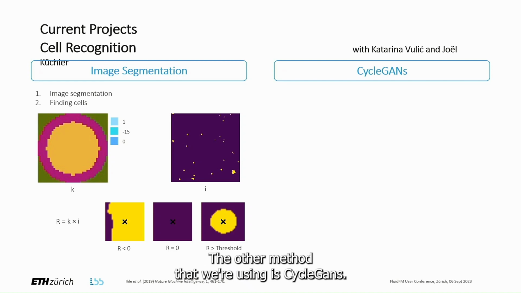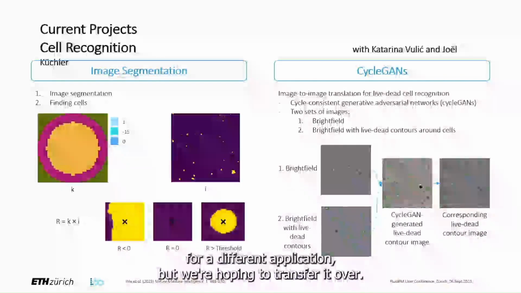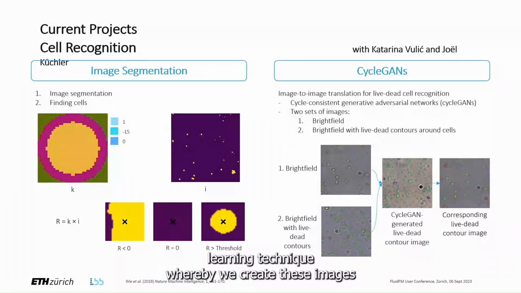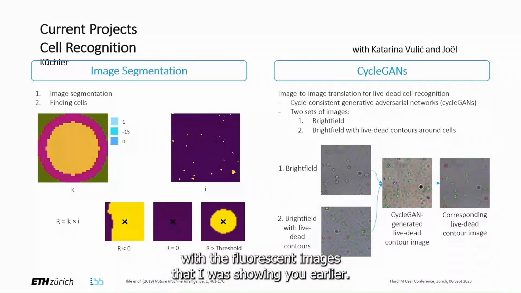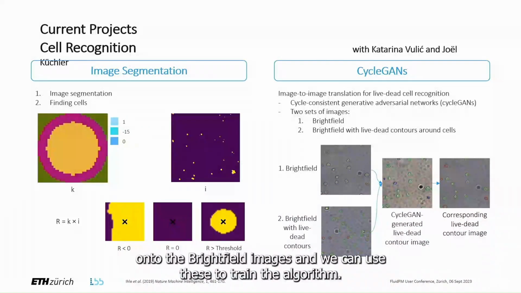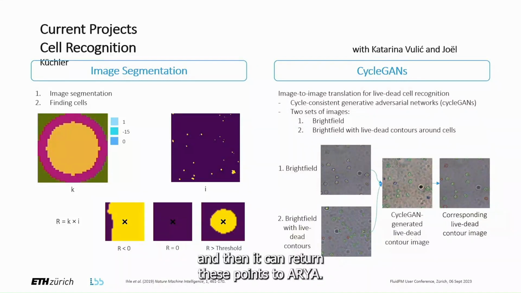The other method that we're using is cycle GANs. This has previously been used in LBB for a different application, but we're hoping to transfer it over. It's more of a machine learning technique whereby we create these images with the fluorescent images that I was showing you earlier. We overlay the live dead results onto the bright field images, and we can use these to train the algorithm. So by inputting then our bright field image, the algorithm creates this new image with the live dead cells outlined, and then it can return these points to ARIA.